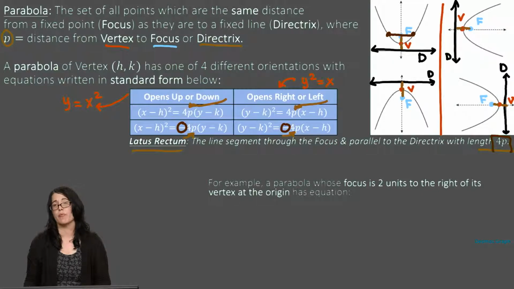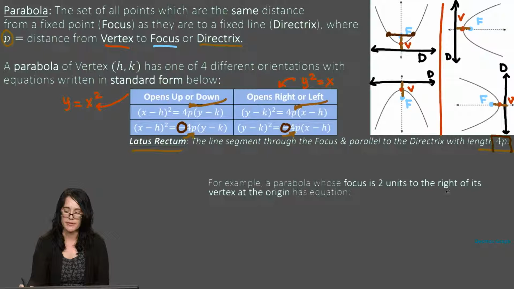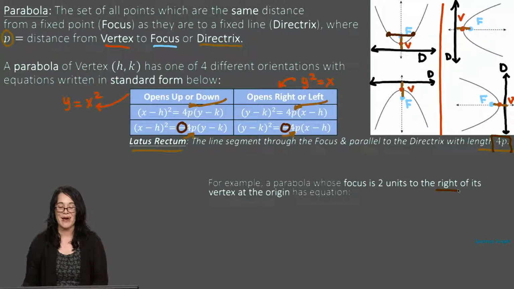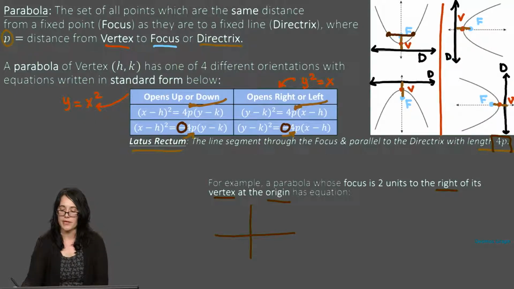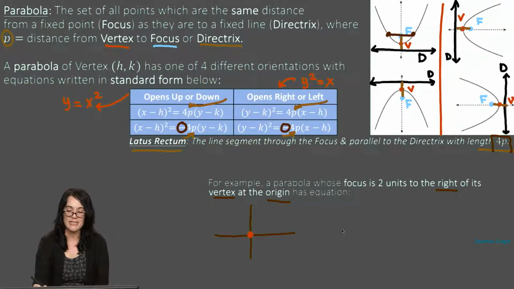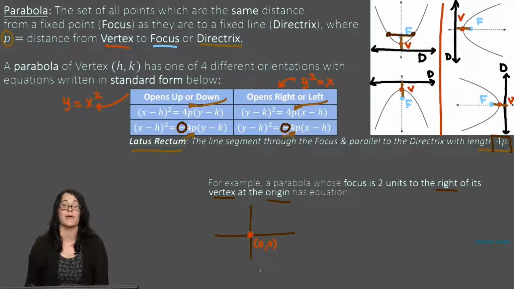It says if you have a parabola whose focus is 2 units to the right, that's good information to know, of its vertex, and the vertex is at the origin, what equation would we have? I always recommend a quick sketch, so let's take a peek here. If our vertex was at the origin, I'll use red to be consistent there. If that was our vertex, then don't we know what h, k is? Yeah, h, k would be at 0, 0, okay?